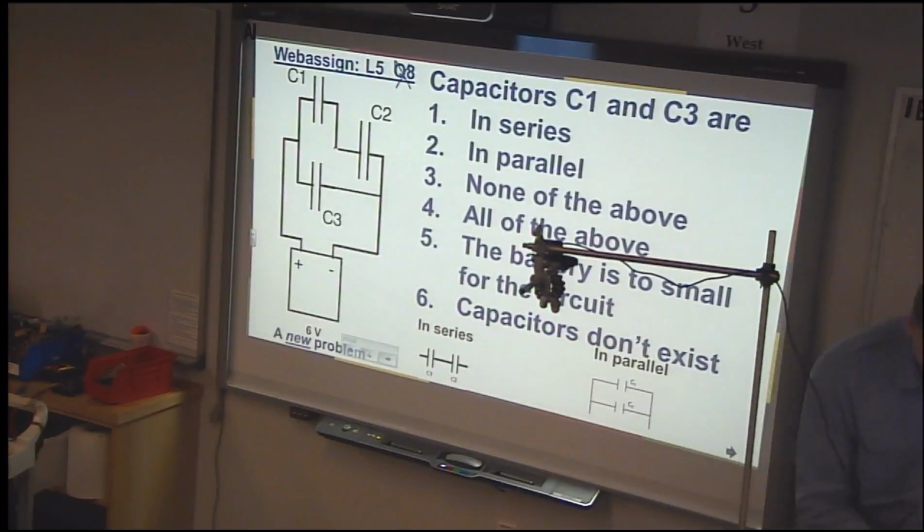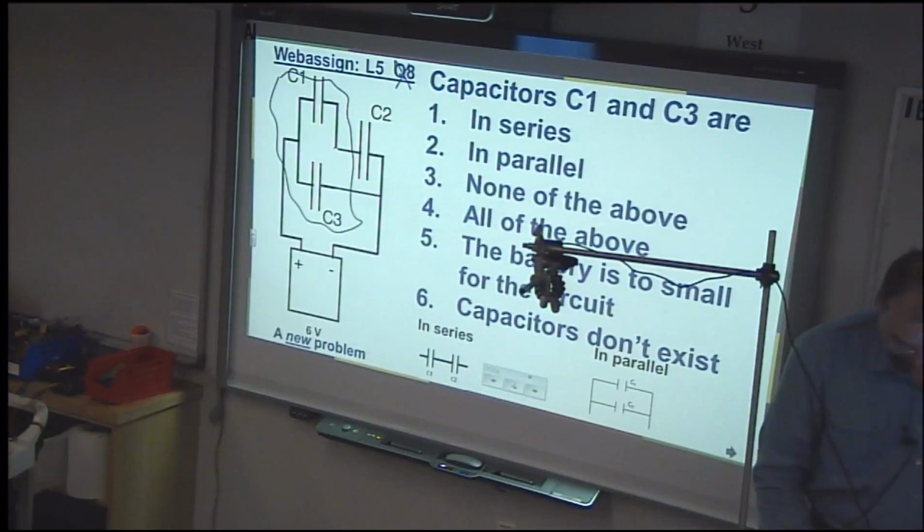First of all, the note at the bottom says this is a different problem, a new problem. And the question now is about these two capacitors. And the answer now again is the same.